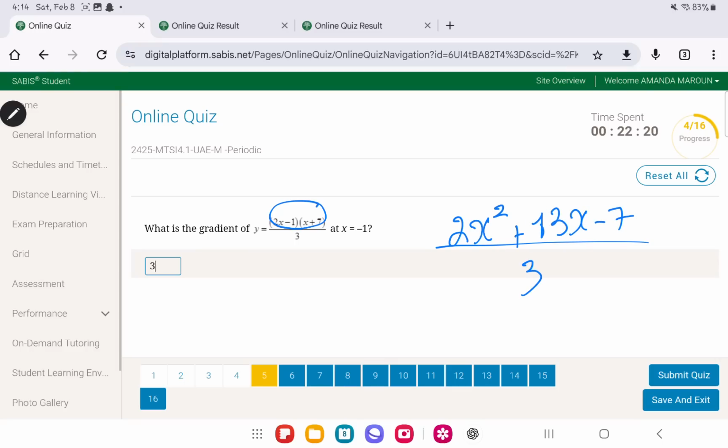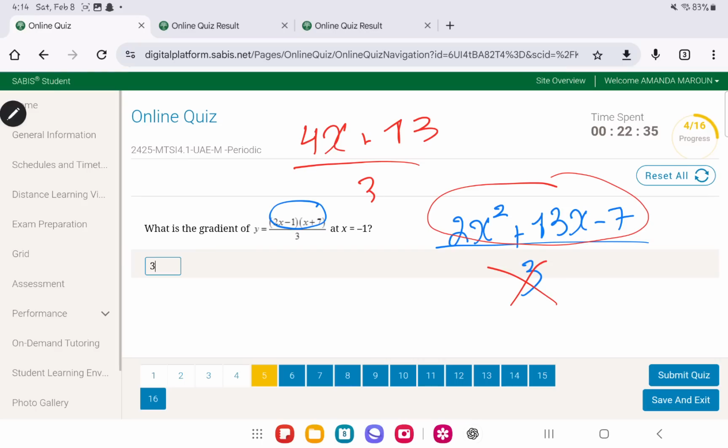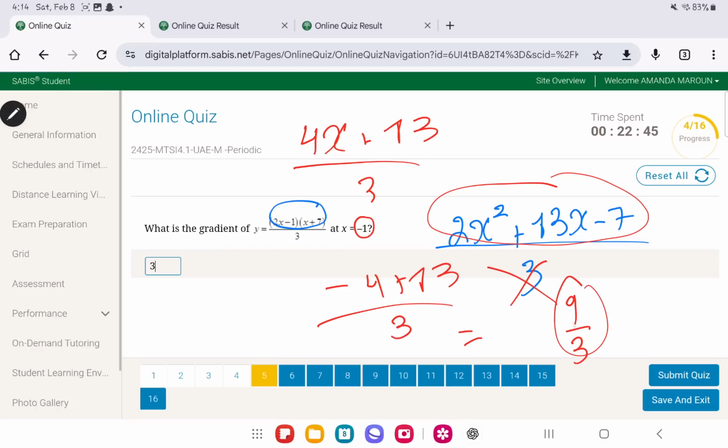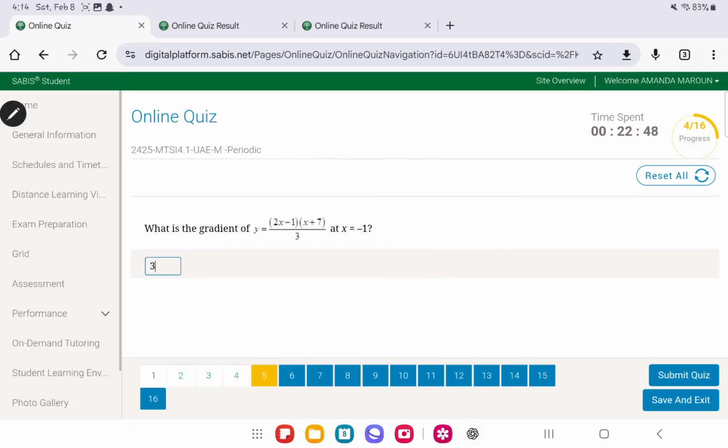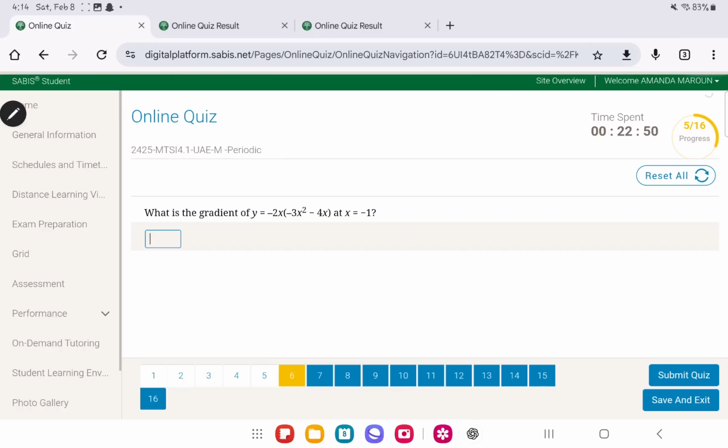This is after solving, of course, okay? Now what you're going to do is find the derivative of the numerator and not the denominator, so only the numerator. You will get 4x plus 13 over 3. So this is another easier way to do it. And then substitute x by -1, so -4 plus 13 over 3. So then we get 9 over 3, which is again an answer of 3. So we move on to question number 6.